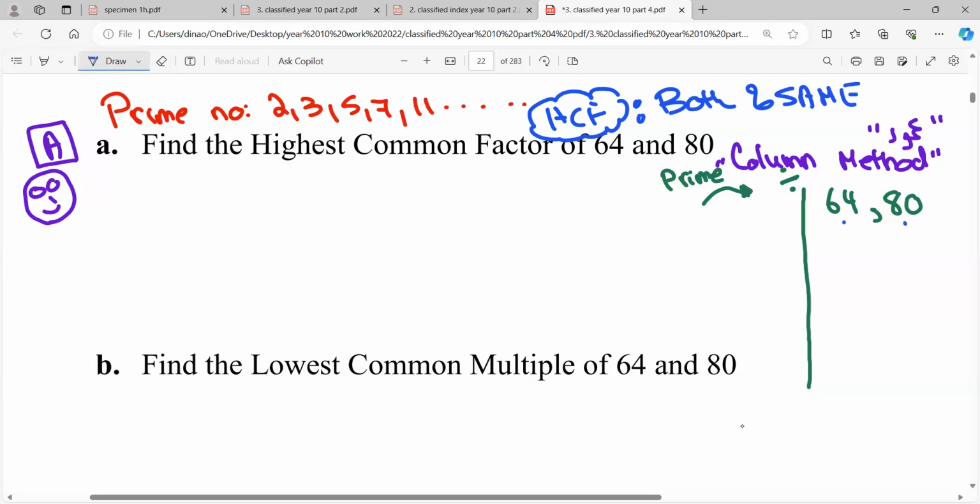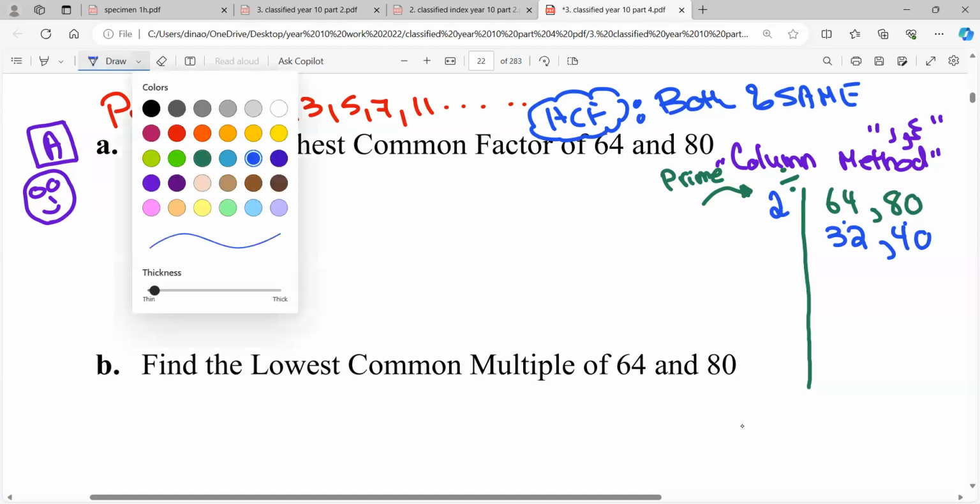Both 64 and 80 can be divided by the same prime value. Can I divide them by the same prime value? Yes, both can be divisible by 2. I write the 2 next to them and divide each number individually. Please don't use your mental skills. 64 divided by 2 is 32, and 80 divided by 2 is 40.